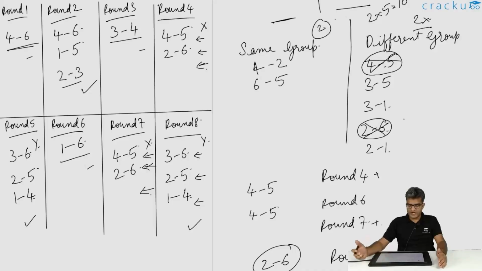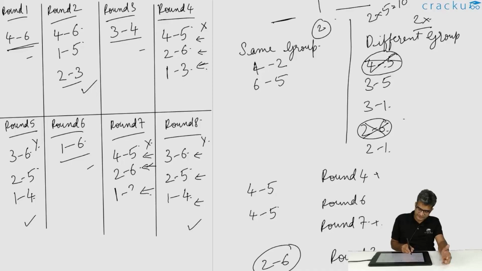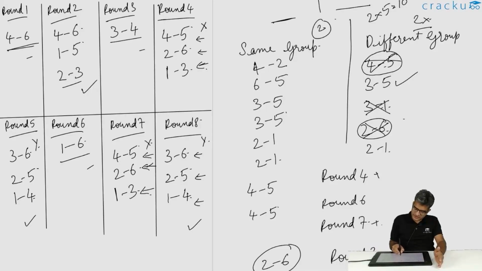Now we know 2 games that happened in round 4. So we can identify the third game. That will be 4 is done, 5 is done, 2 is done, 6 is done. So this has to be 1 versus 3. So this also will be 1 versus 3. So 1 versus 3 is done. So now essentially what we are left with is 3 versus 5 has to happen 2 times. And 2 versus 1 has to happen 2 times. So we have to identify these 6 games.